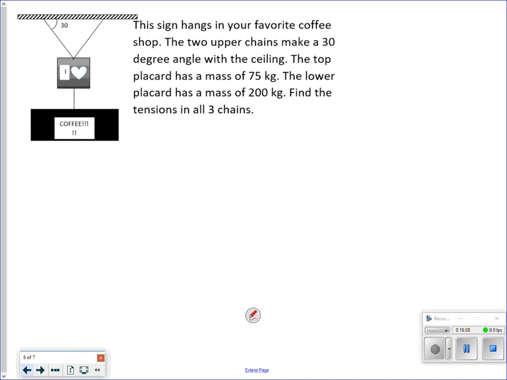Okay, this sign hangs in your favorite coffee shop. All right, I'm going to pause for a second. All right, so I went to town on this worksheet. There's a whole lot of questions here.